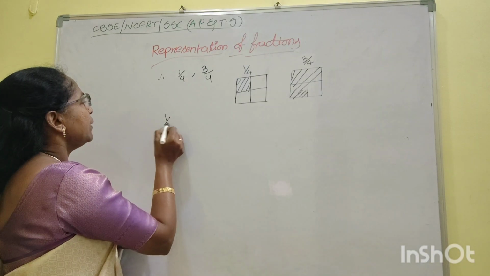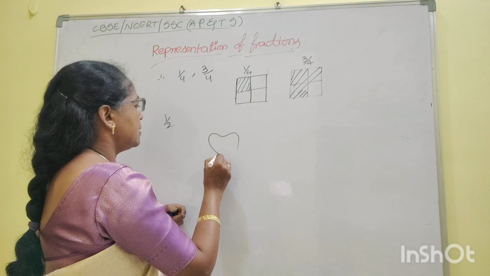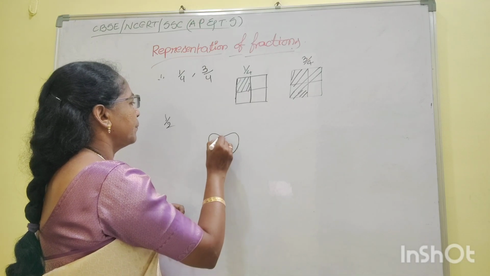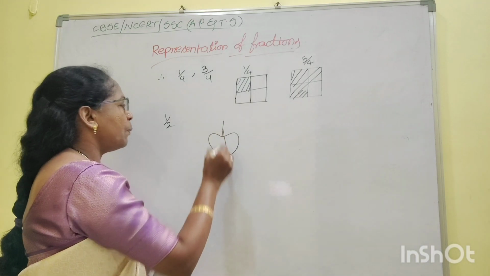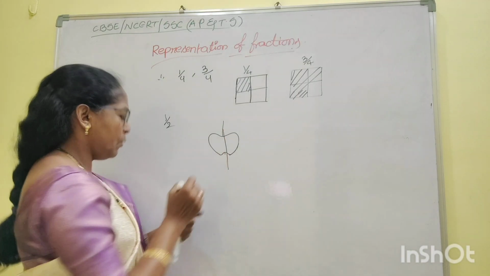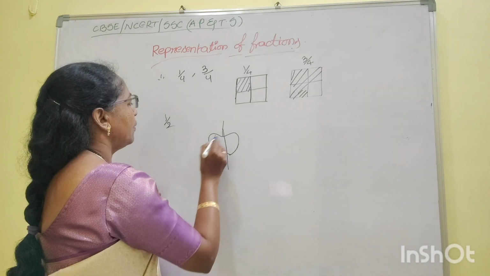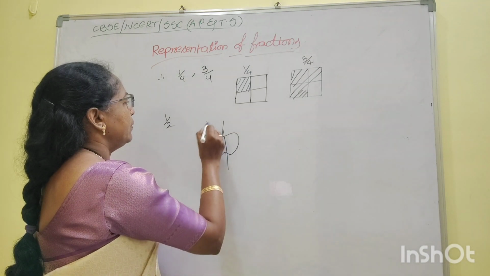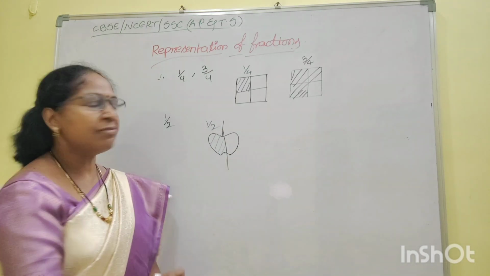Suppose here 1 by 2. Any other figure you can represent. This is one apple. The apple is divided into 2 parts, cut into 2 parts. So 1 by 2, half of the part you have to shade like this. The value is 1 by 2. This is the way of representation of fractions.